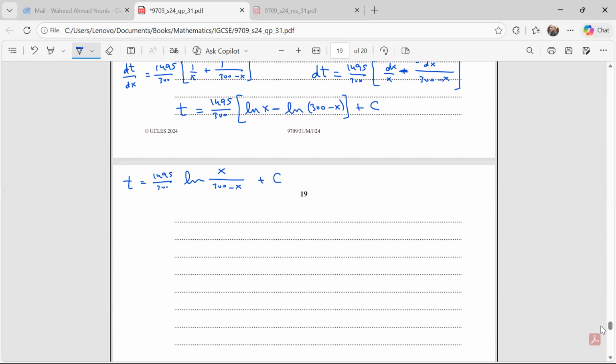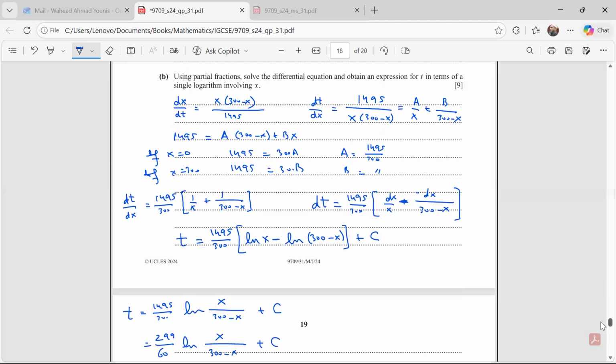Yes, this 1495 over 300, I think 1495 divided by 300 can be simplified as 299 over 60. So this is 299 over 60 log of x over 300 minus x plus a constant of integration. How can we find this constant of integration?